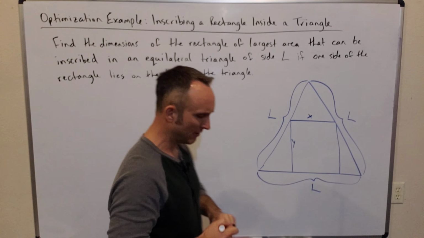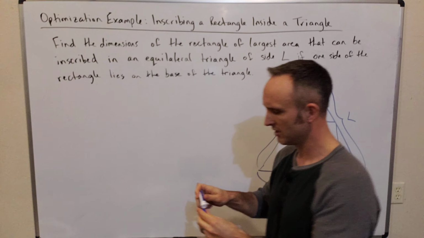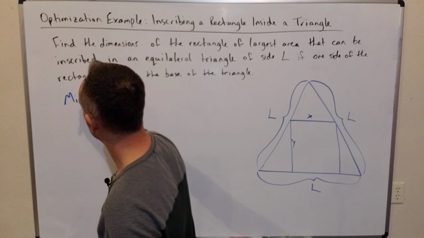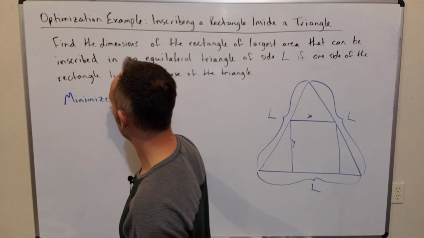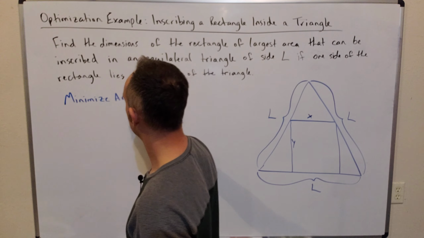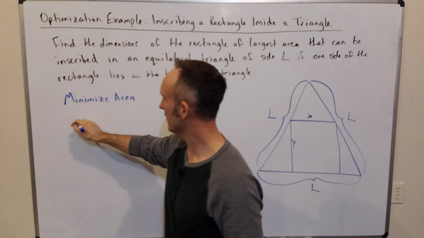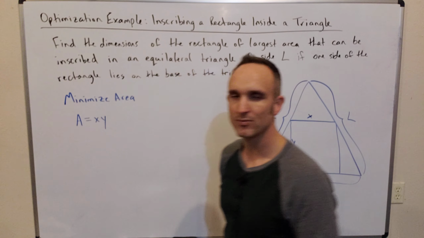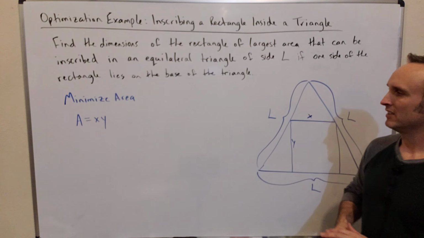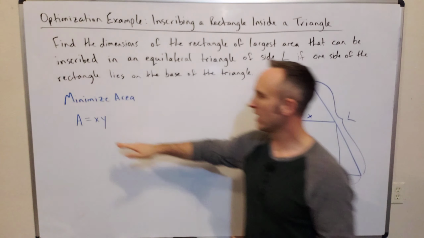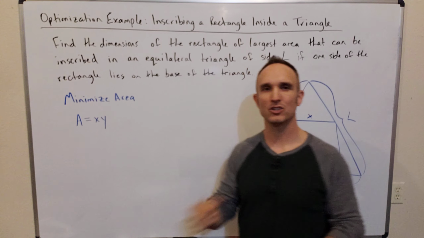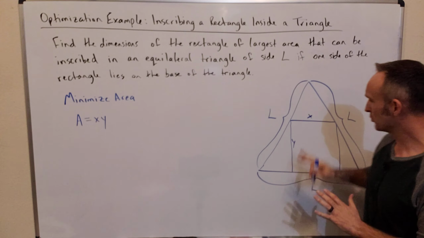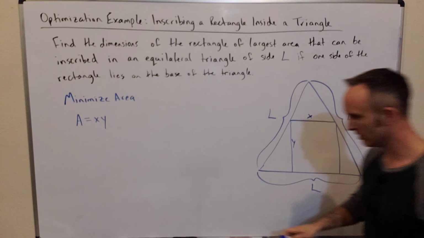So if we're looking to solve this, we know that we're looking to maximize area, and we can describe the area of that rectangle very simply as X times Y. So no problem there. The issue comes when we try to write this function, this area function, in terms of X or Y, one variable only. And that's where we have to do a bit of work over here.